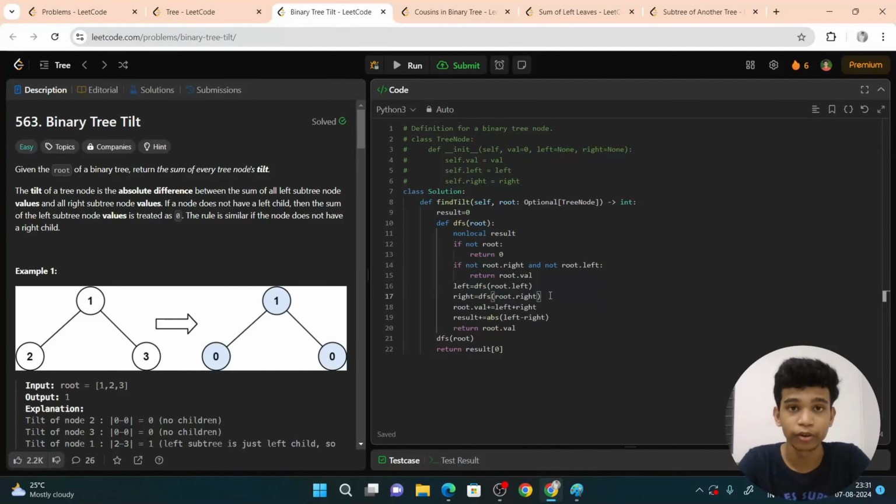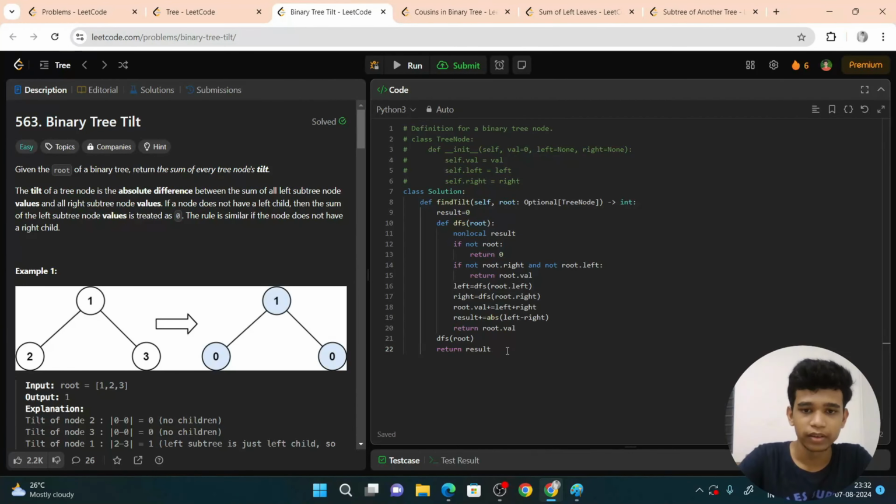root.right. I'm making the function calls for the left side and right side. And at last, for the root.val, I will add left plus right. And result plus equals absolute of left minus right. So I am taking that node's tilt value and storing it in result. And what should I return? I am returning the root.val. Can you understand this? Now at last, I'm just calling that function. Now I'm just returning the result. Just result. Okay.